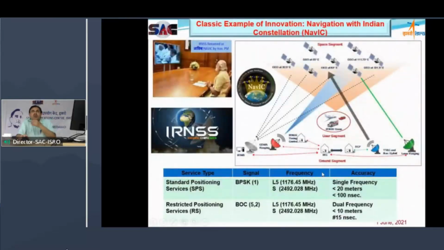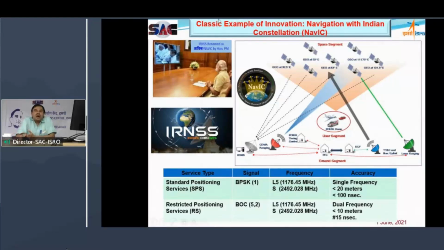Now coming to our own navigation with Indian constellation, we call it our desi GPS, our Indian GPS, and our Honorable Prime Minister has given it the name NavIC, because it has come from our Hindi or Sanskrit word Navik, now.